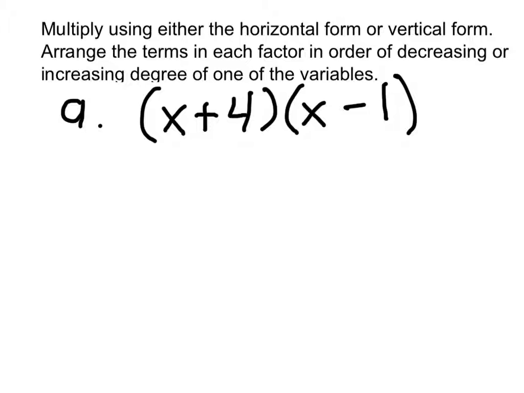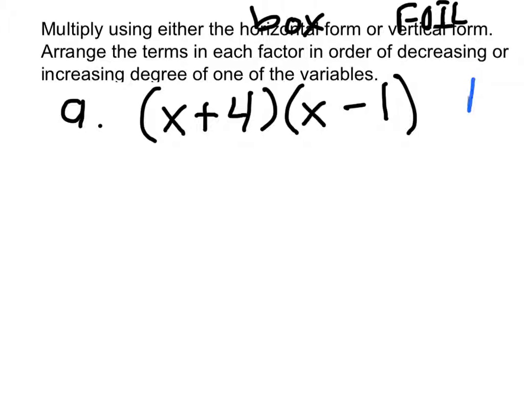Alright, the directions say multiply using either the horizontal form or the vertical form. Remember, the horizontal, we're really going to use the box method, and vertical form means we're going to FOIL it. Okay, and it says arrange the terms in each factor in order of decreasing or increasing degree of one of the variables. That means we just need to order our final answer from least to greatest depending on the exponents.